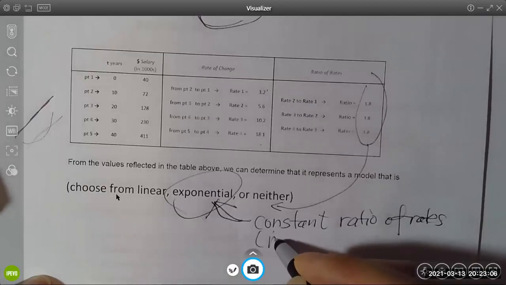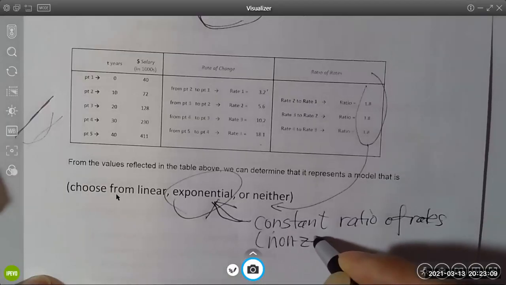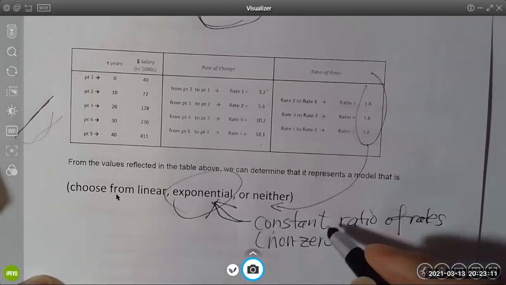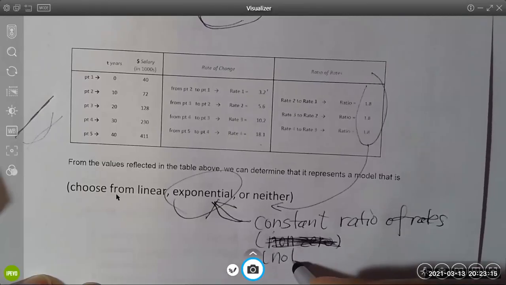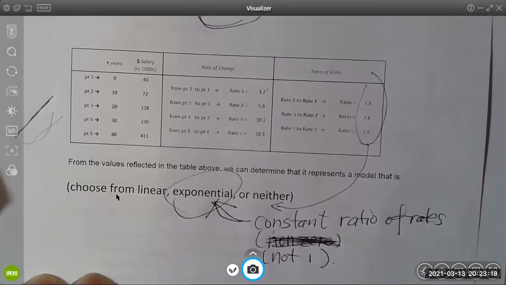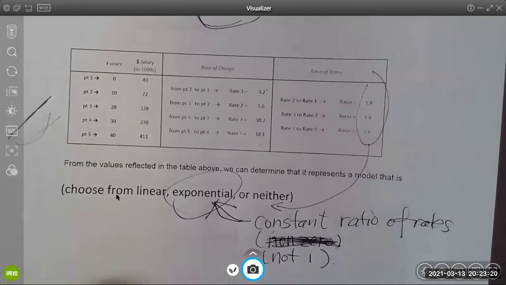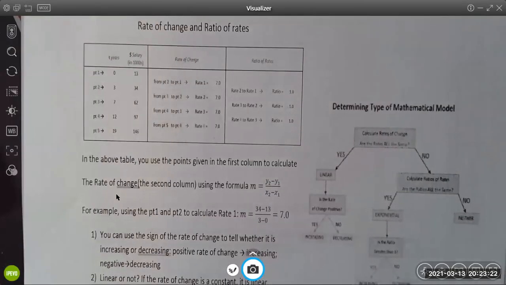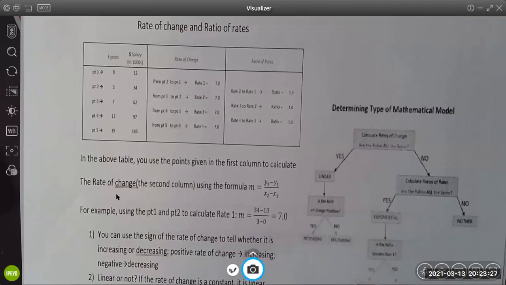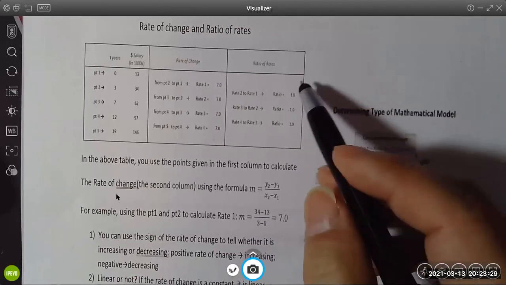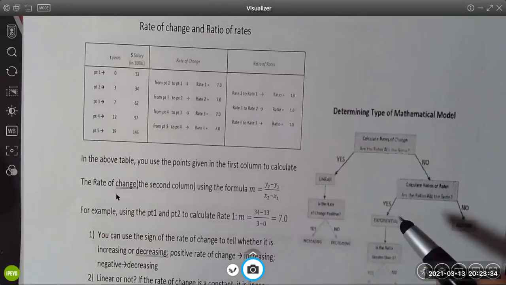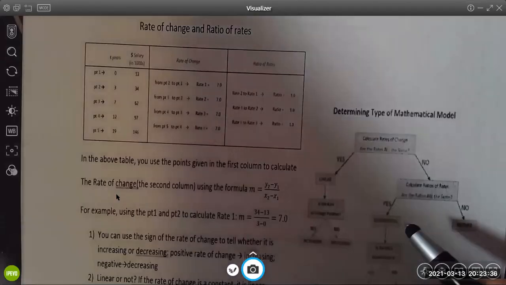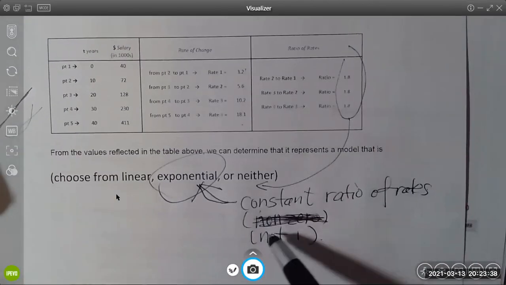Let me make an adjustment here. Not non-zero. Not one. Has to be a number, not one, but it's constant, non-change. If one, the ratio is the same, actually you won't have one. You never have one. If you have one, that's not exponential. Exponential has to be not one. That's why I add this not one.